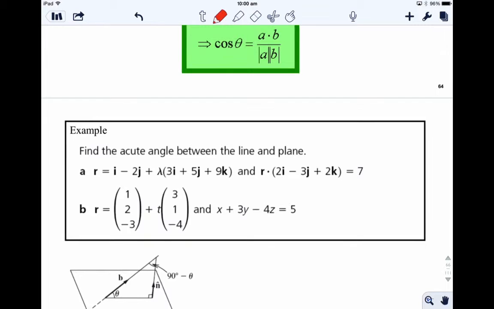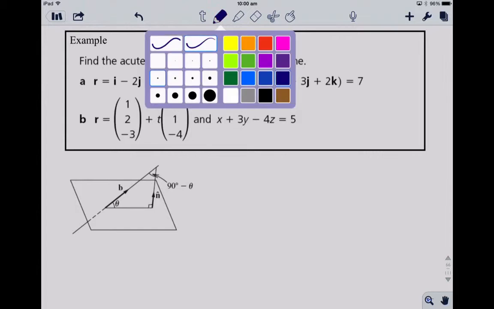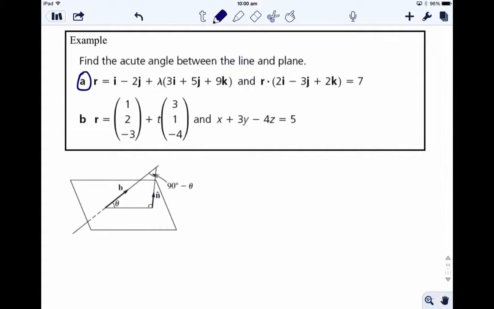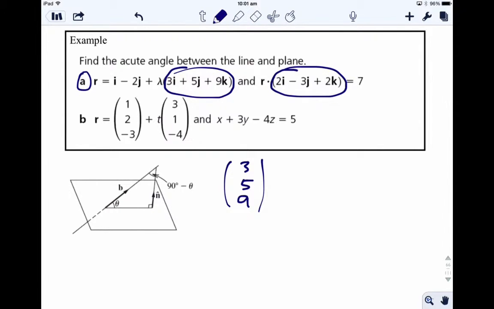So, typical question: find the acute angle between the line and the plane. Let's look at part A. Here, if we're looking at the line, we see that the vector in the direction of the line is (3, 5, 9). And the vector that is normal to the plane is (2, -3, 2). Okay, so that is the pair of vectors that we're going to find the angle between, and then just 90 minus that angle.